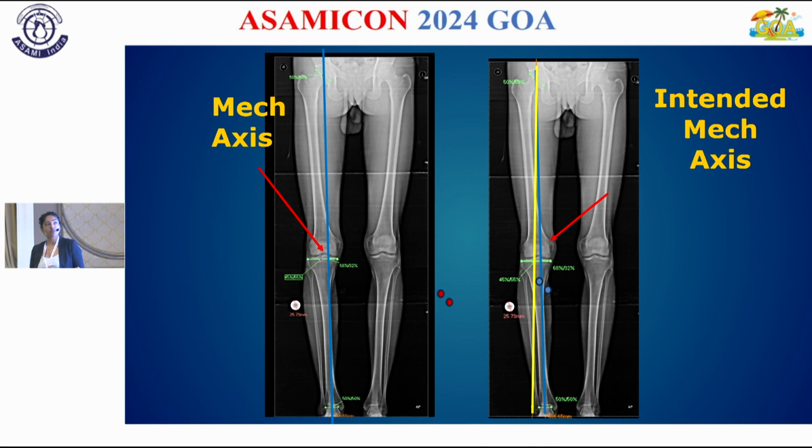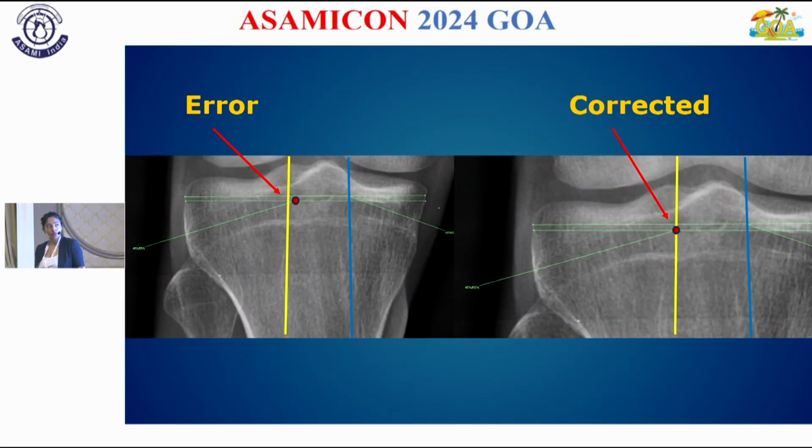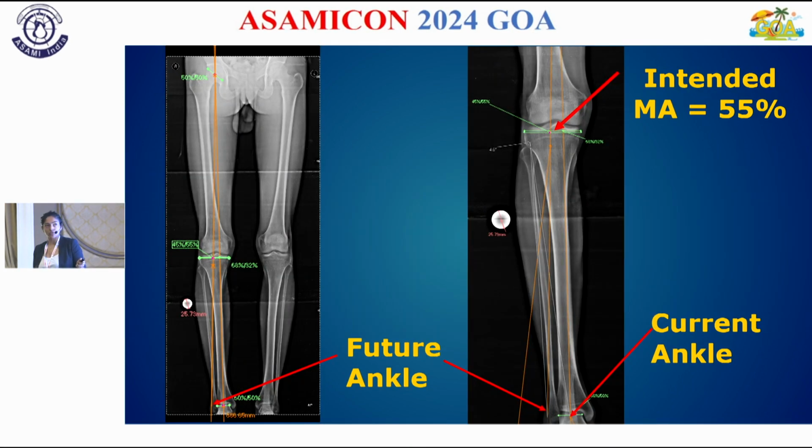Now, what we do is, we have the original mechanical axis in blue, we draw the intended axis, which is shown in yellow. Now, again, zoom in again, make sure that you are accurate. Okay, so now once we've drawn these, you go down all the way to the ankle. So first was the original ankle, the center of the ankle, then you get what is known as the future ankle, where the intended axis comes around the ankle.